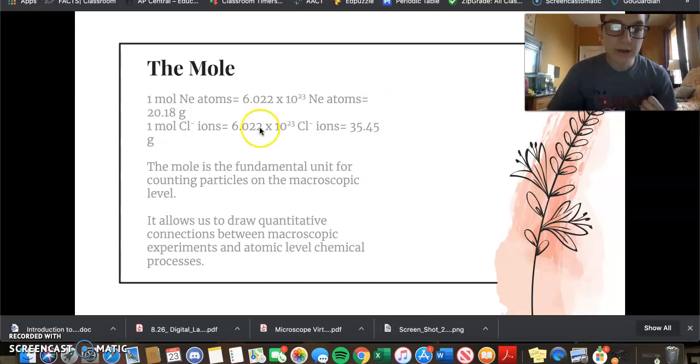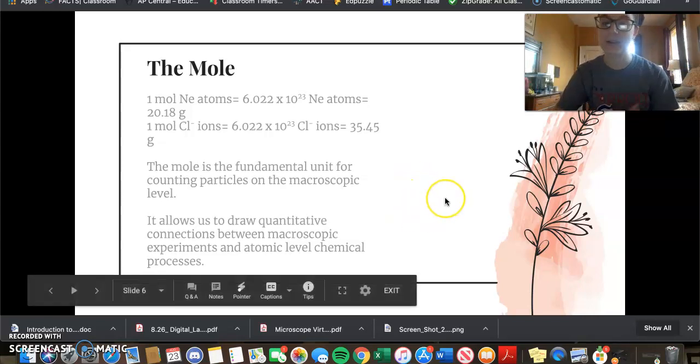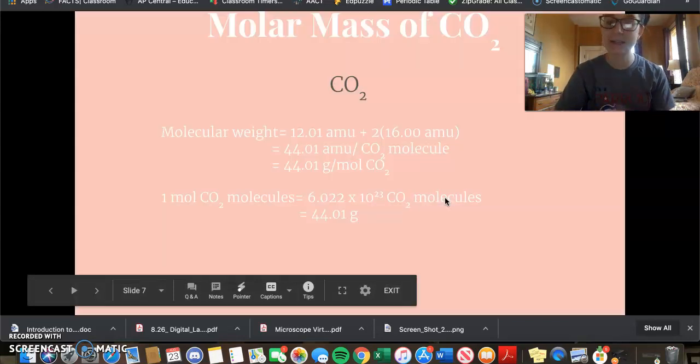It's a fundamental unit for counting particles on the macroscopic level, so that's how we relate what we can actually measure in the lab to the number of atoms, which we can then relate to the chemical equation when we get to stoichiometry. It allows us to draw quantitative connections between macroscopic experiments and atomic level chemical processes.